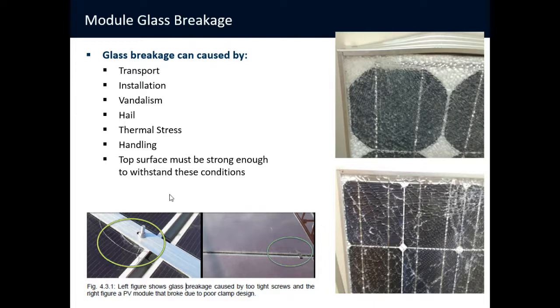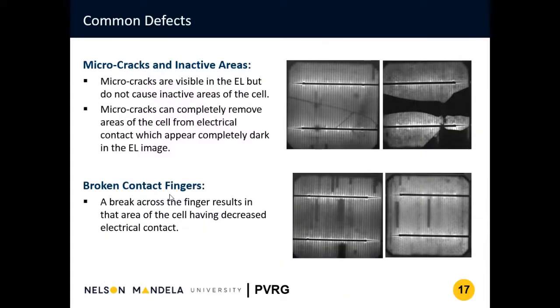And as these modules become bigger and more difficult to handle, there's always a possibility that they can break during installation. But these are very obvious breakages, and if you have a module that looks like any of these pictures on the slide, you would know it counts as a module failure and is not suitable to be installed.